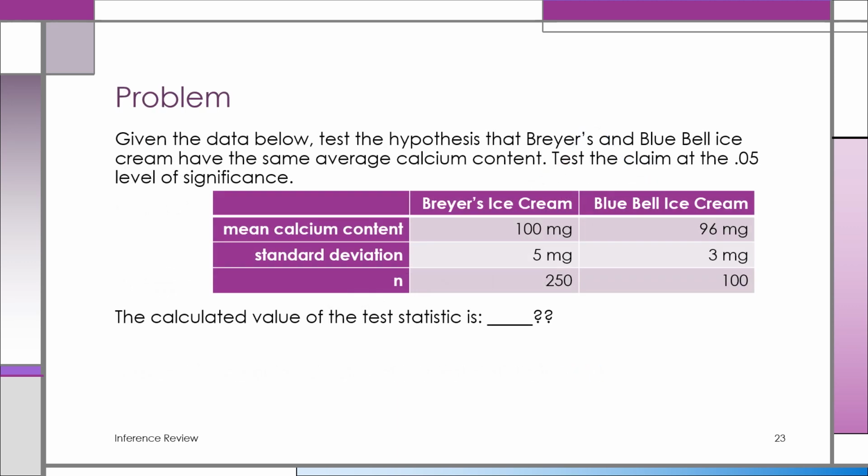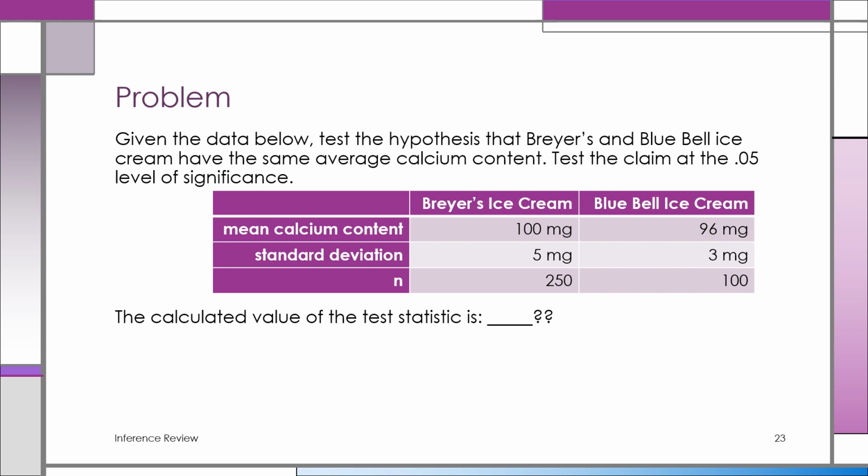Look at the data below. We're looking at two ice cream companies. The minute you hear two companies, right away, I think you should suspect this is two samples. We take a sample of Breyer's ice cream, and it's 250 for that sample. Then we take a sample of 100 containers of ice cream made by Bluebell Ice Cream Company. Notice we see a slight difference, 100 milligrams versus 96 milligrams. We're not sure if that difference is significant, and that's what we're going to test at the 0.05 level. Is there a difference in the calcium content?